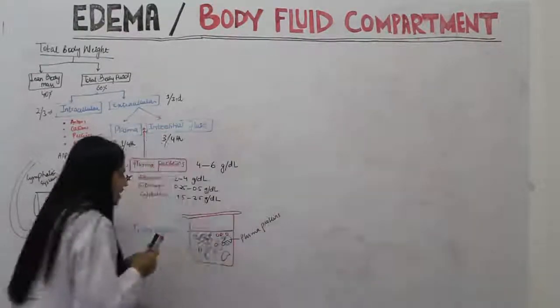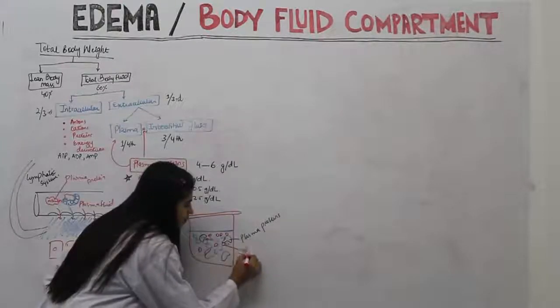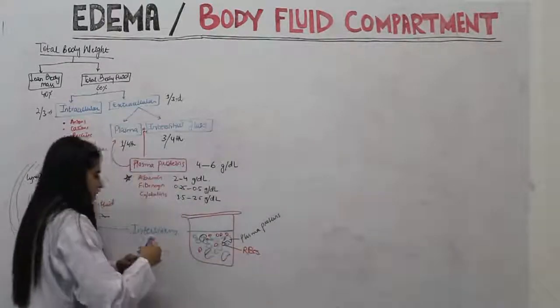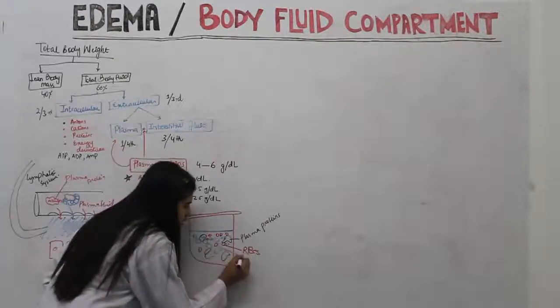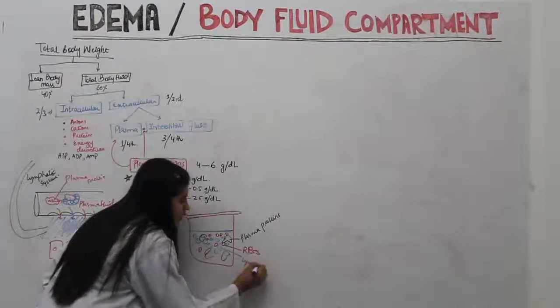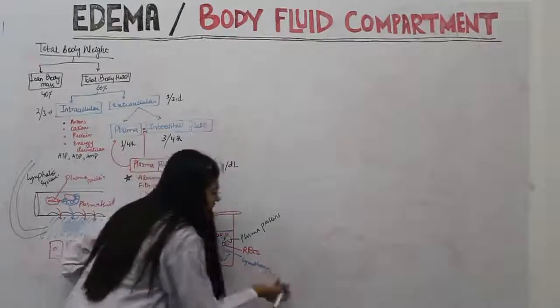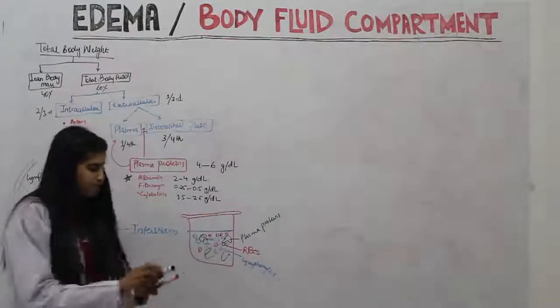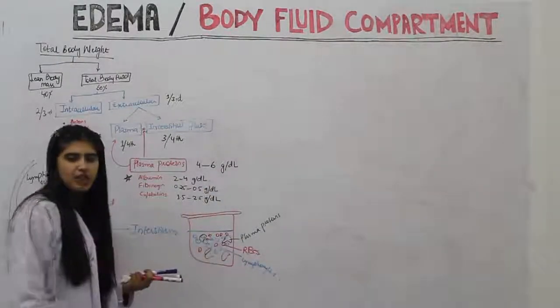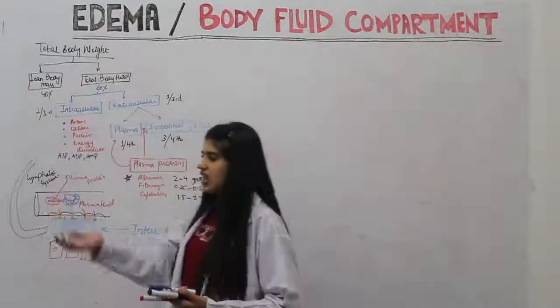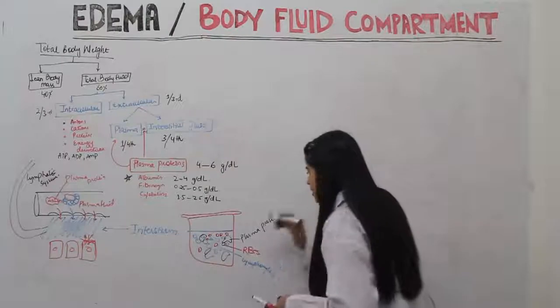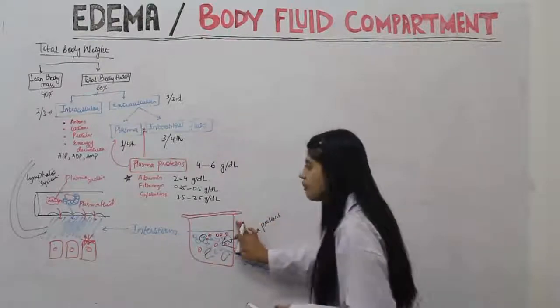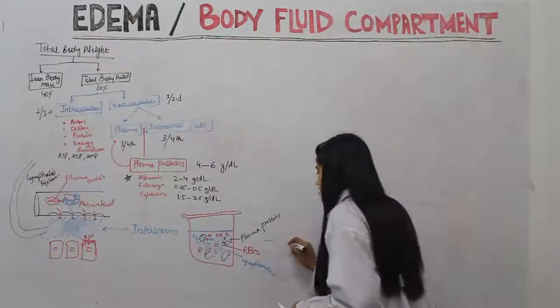And what would this red color represent? RBCs. And what would this be? These could be lymphocytes, white blood cells, and anything present over there. There are so many things present in the blood. There are proteins, there are enzymes, and all the things. But the thing which I want you to know here is, what is the interstitium?